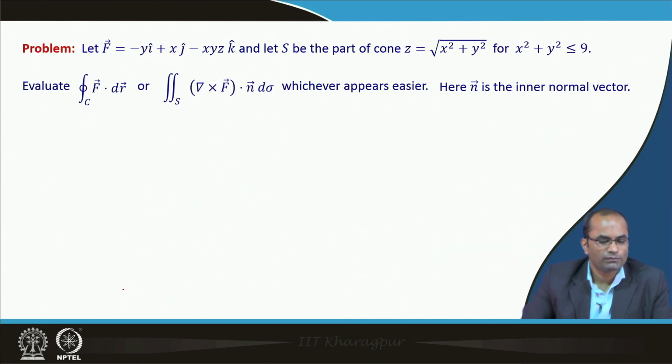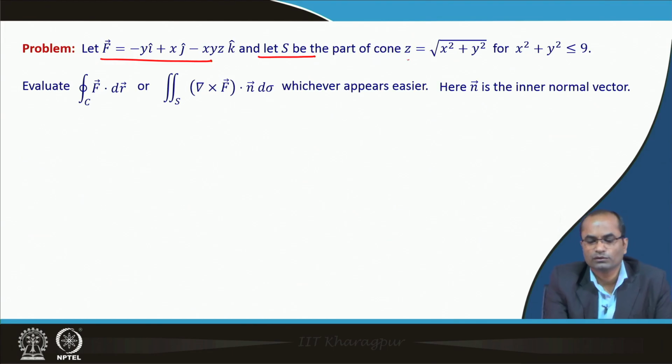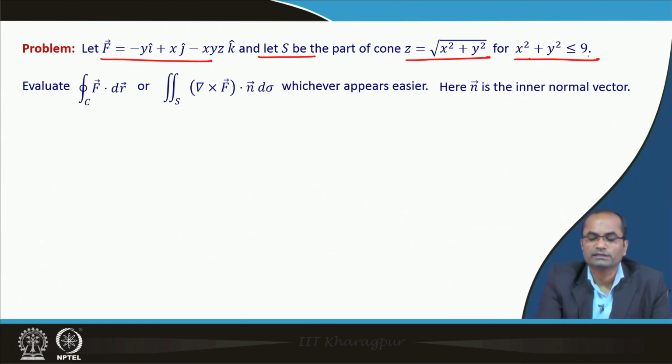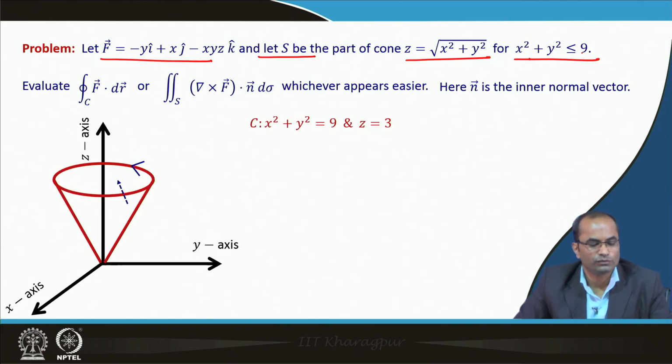So, this is the last problem we want to do using the Stokes theorem. The F is given, and let S be the part of the cone. Here the cone is given, z is equal to square root of x square plus y square, and we are going up to x square plus y square less than or equal to 1. So, the boundary on this cone will be x square plus y square equal to 1.